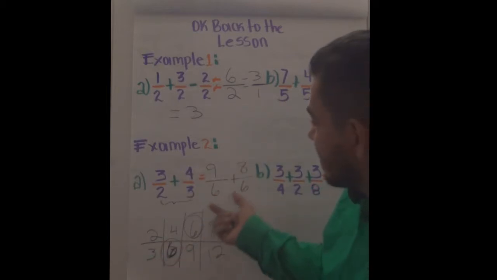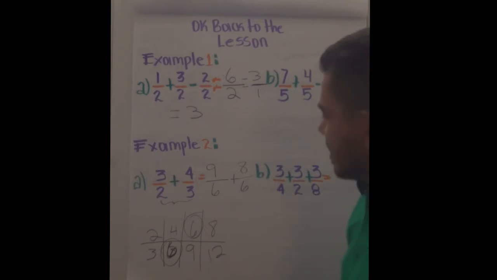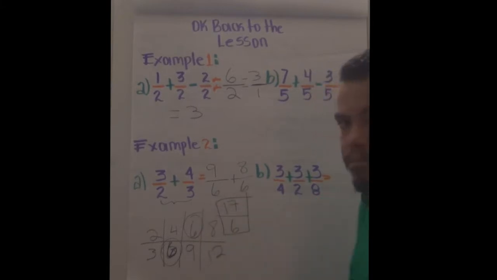And now they have the same denominator. That means that I only need to add the top. 9 plus 8 is 17. So my final answer is 17 over 6. Beautiful? Okay, let's try with this one.